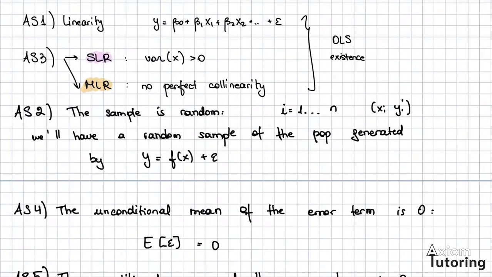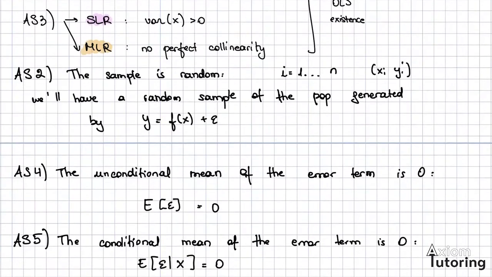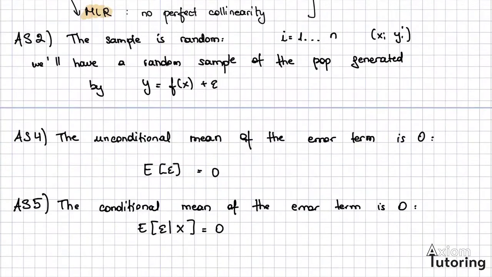The most important assumption out of all of them, for which we also had a separate video indicating why we need that on top of the fourth assumption, given that the fourth assumption turned out to be the weaker version of it. So assumption 5 is the most important assumption that will prove the unbiasedness of the OLS estimator, meaning the conditional mean of the error term is 0.